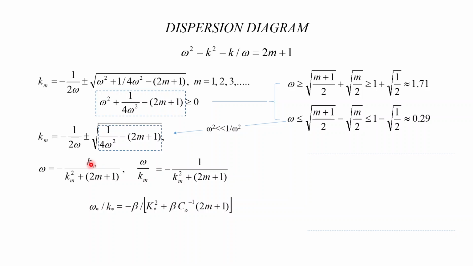If you divide by k, omega divided by k is the phase speed. So this becomes k squared plus 2m plus 1. This is a non-dimensional form. If you write this in dimensional form, the phase speed is equal to minus beta divided by the zonal wave number squared plus beta divided by c0, times 2m plus 1. So this is the familiar dispersion relation for the Rossby waves.